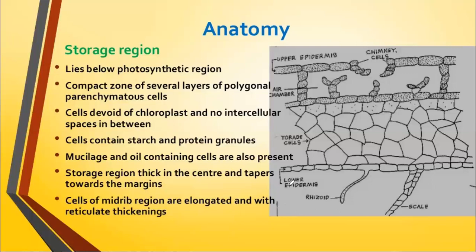Coming on to the midrib region, the cells in the midrib region are elongated and have reticulated thickening. Okay, this is about the internal anatomy of the Marchantia.